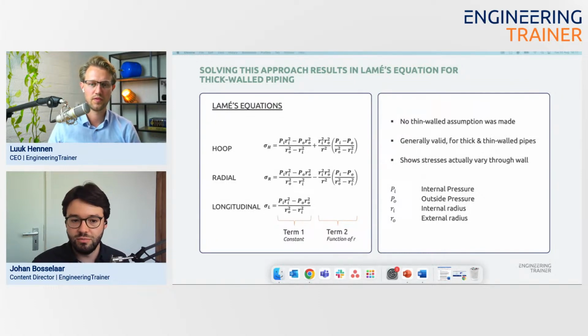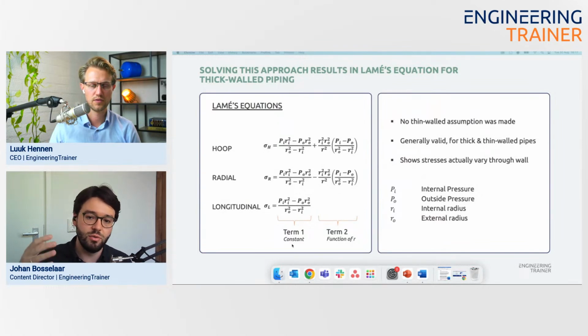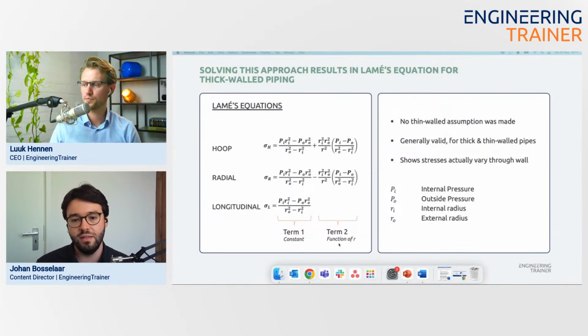There are actually two terms. The first term is a constant term, and you can see that it's fully based on internal pressure, internal radius, external pressure, and external radius. Those are constant values, of course. Then there is a second term, and in that second term there's also a dependence on r, and r is just the radius you are at. So that's a variable term based on where you are within the pipe wall.